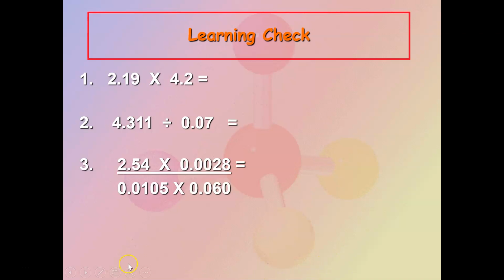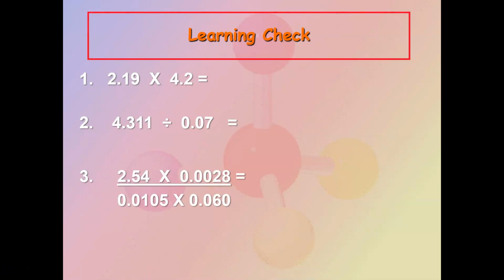So if you multiply 2.19 times 4.2 into your calculator, it is going to tell you that the answer is 9.198. But you're smarter than that because you learned that when we multiply or divide, our answer can only have the same number of significant figures as the number with the lowest number of significant figures. So if we have 3 and we have 2, our answer can only have 2, making 9.2 our correct answer.